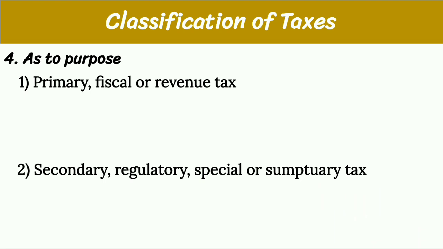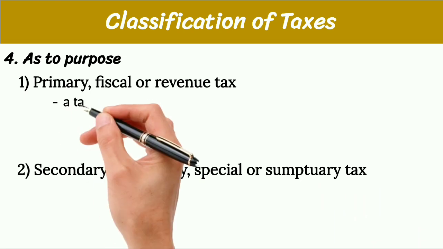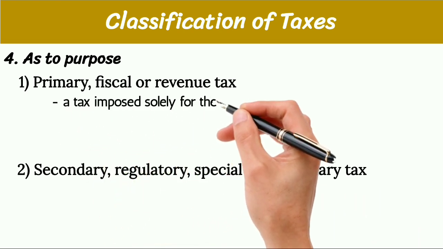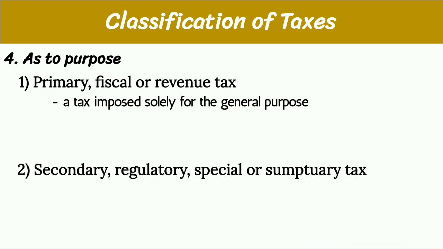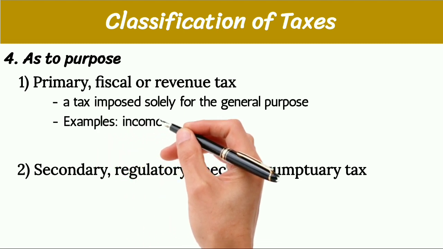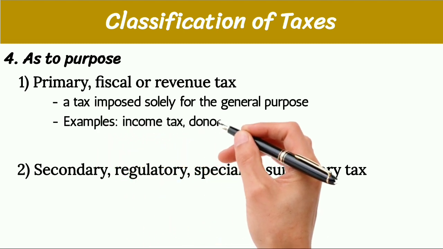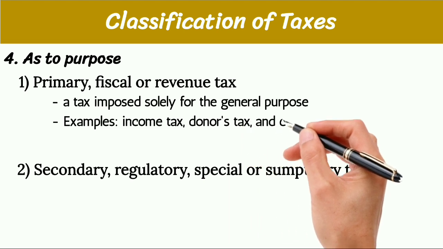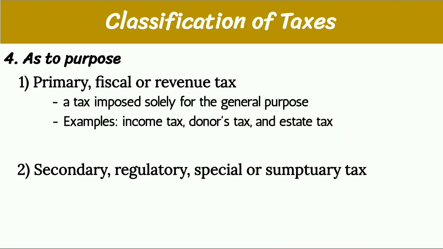When we say primary, fiscal, or revenue tax, this is a tax imposed solely for the general purpose of the government. So, pinapataw ang tax na ito para lang sa general purpose. And that general purpose is to raise revenue for the government. Ang examples ng primary, fiscal, or revenue tax ay income tax, donor's tax, at estate tax.